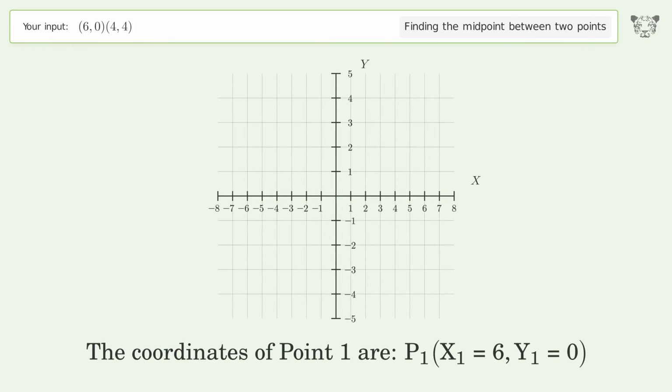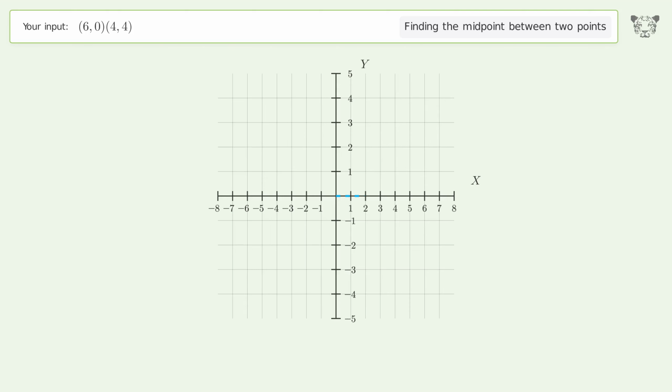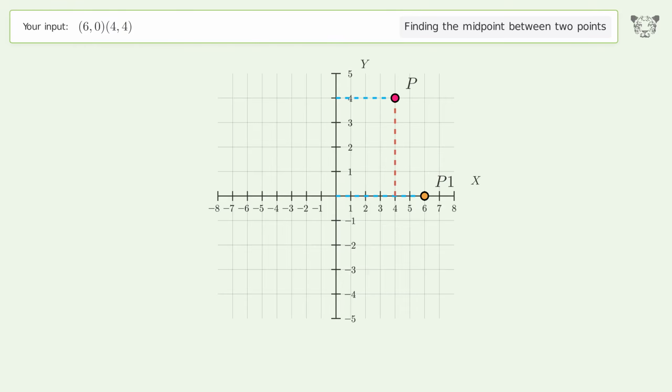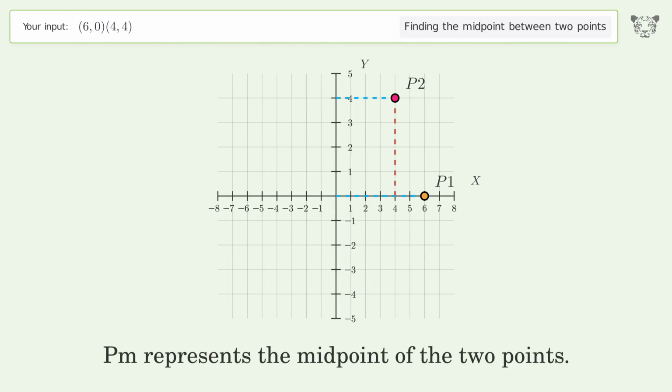The coordinates of point 1 are x1 equals 6, y1 equals 0. The coordinates of point 2 are x2 equals 4, y2 equals 4. PM represents the midpoint of the 2 points.